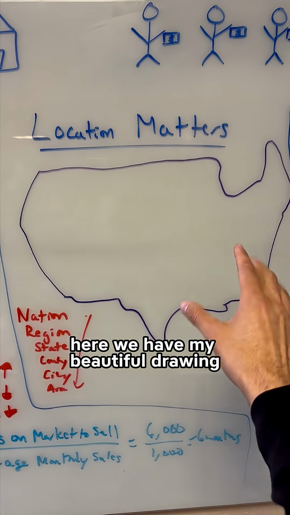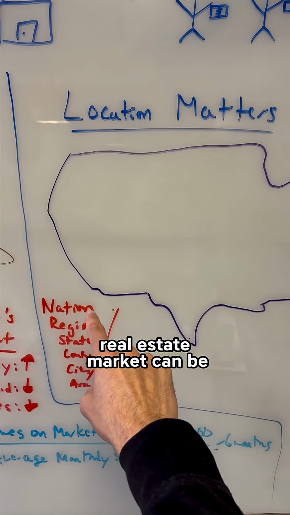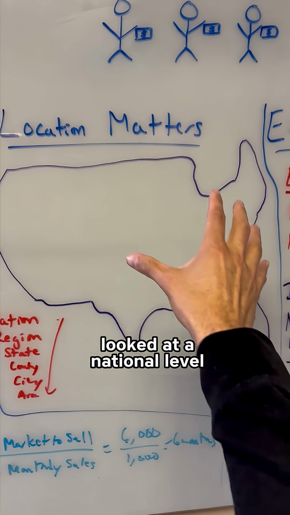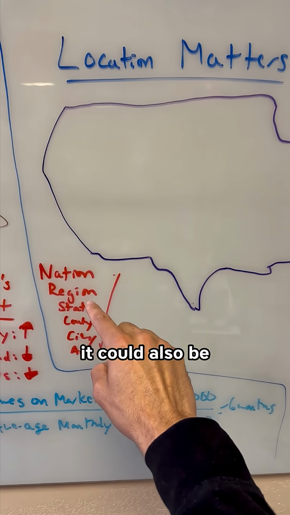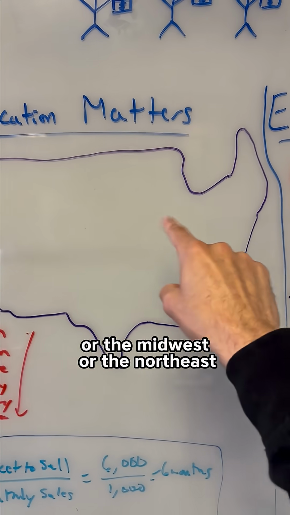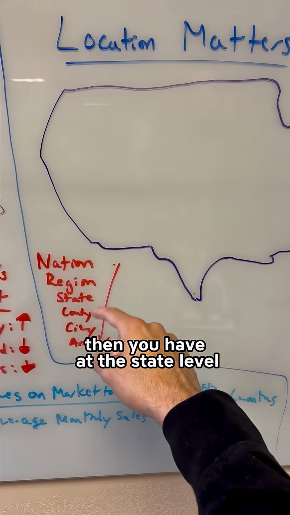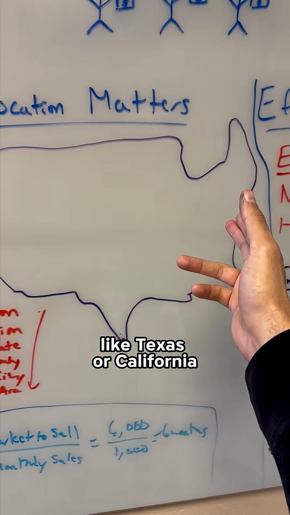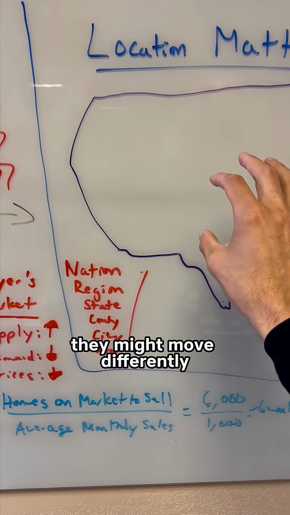So here we have my beautiful drawing of the United States. Now, real estate market can be looked at a national level, like what's happening nationally. It could also be looked at a region level, like the West Coast or the Southeast or the Midwest or the Northeast. Then you have at the state level, like Texas or California or New Jersey. They might move differently than other states.